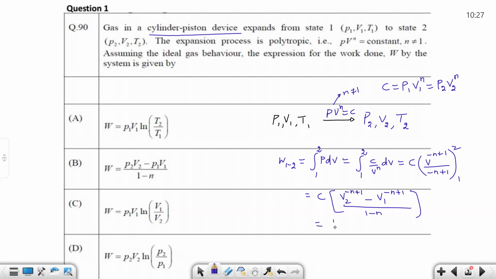So C you can write as P2 V2^n into V2^(-n+1), minus P1 V1^n into V1^(-n+1), by 1 minus n. So this will give you P2 V2 minus P1 V1 by 1 minus n. So B is the answer. This will be your answer.